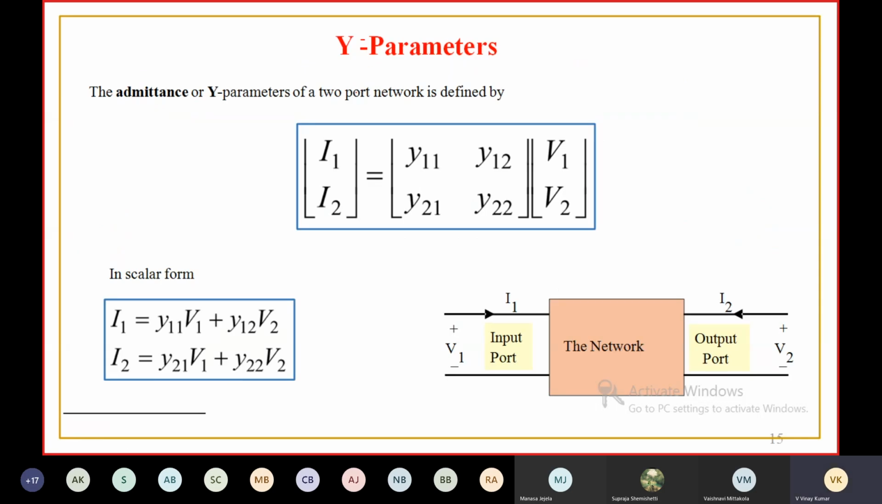Coming to Y parameters, here we are going to have Z parameters, Y parameters, H parameters, and transmission parameters. These are all two-port networks. First, let us discuss Y parameters.